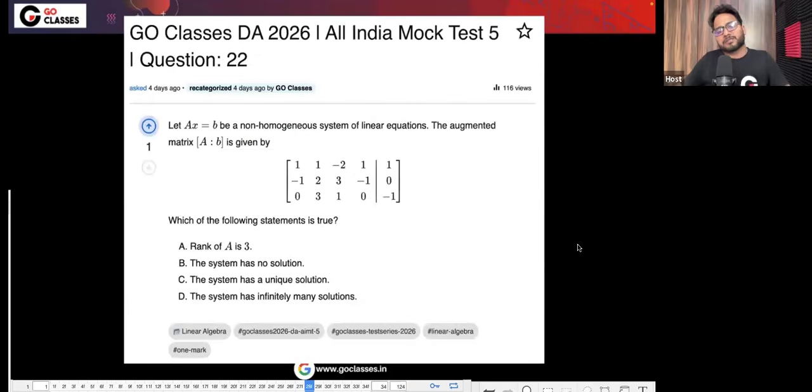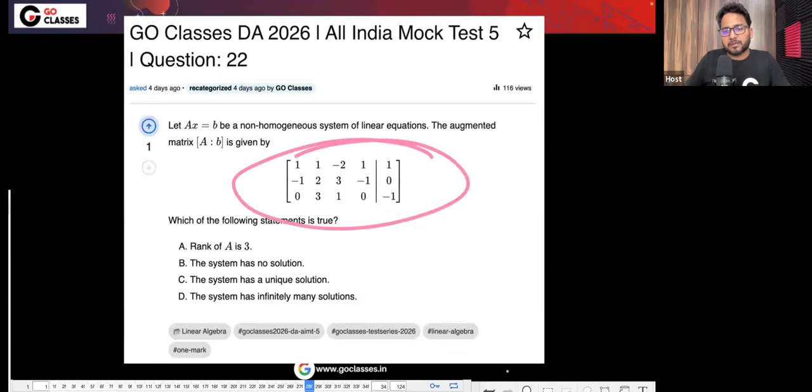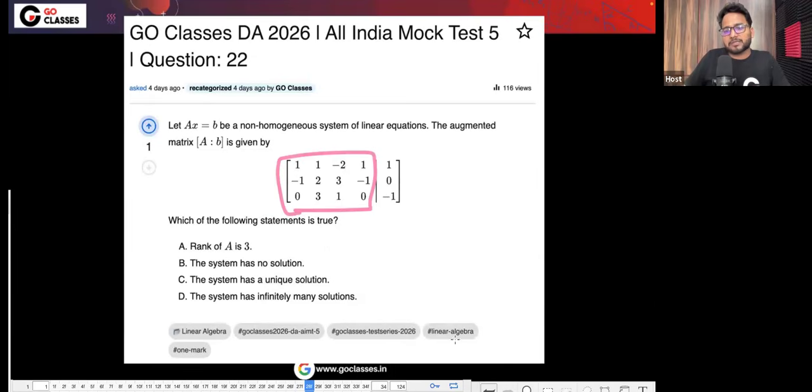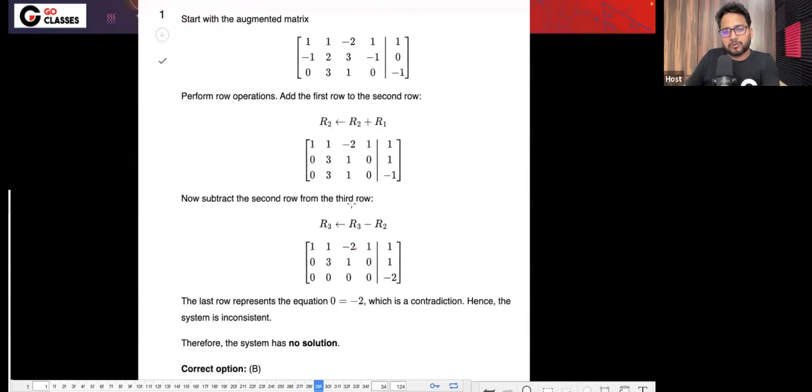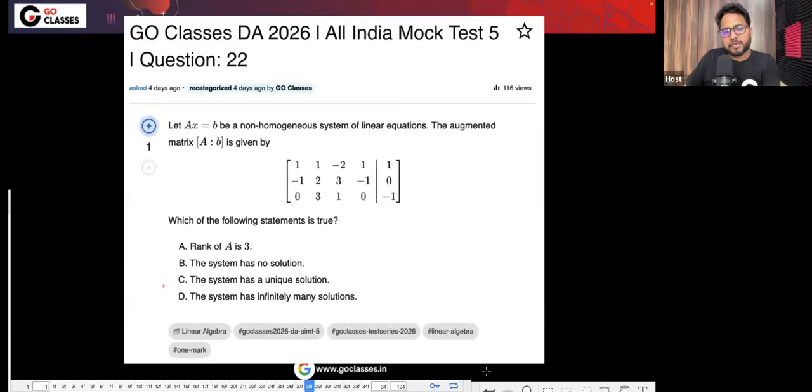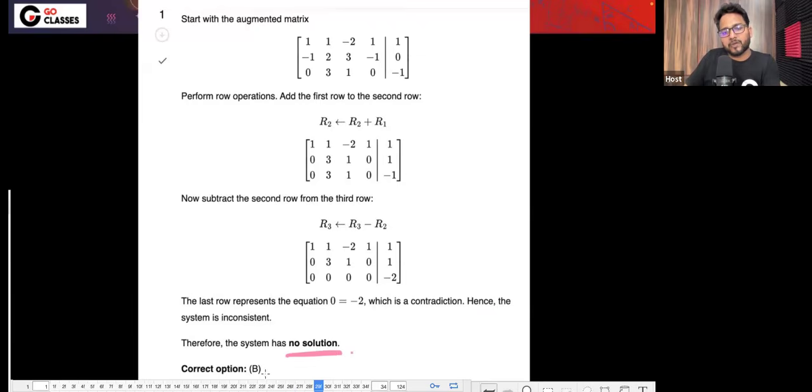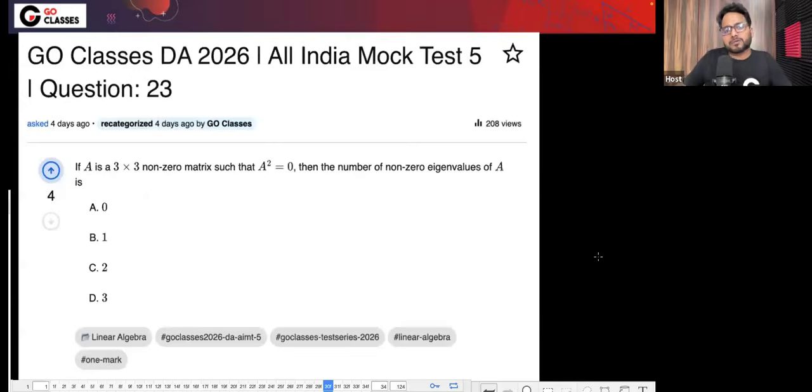Okay, now let's see this. Here they're just asking the rank of this matrix. Rank of A is this matrix, and then they're asking whether the solution exists or not, right? So what you can do is apply elementary row operations. If you do this, then you will get something like this, right? And since you are getting a 0, 0, 0 row with a non-zero entry, you can say there is no solution. So no solution means that B is the correct answer. It is an easy question.